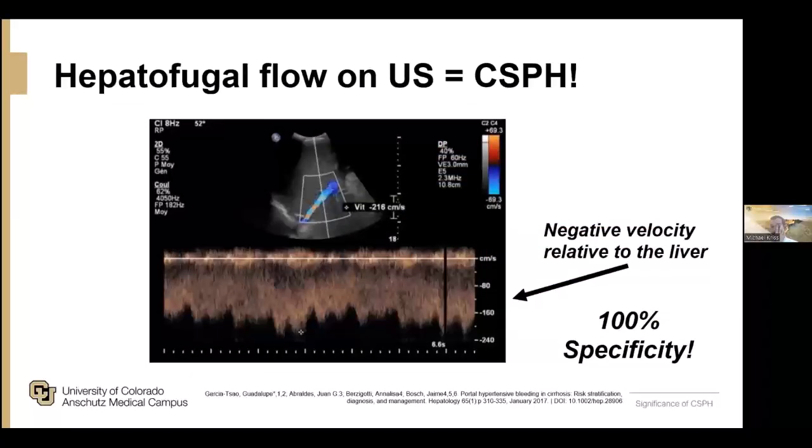All right, now the other imaging we're ordering routinely in these patients, oftentimes for HCC screening, is ultrasound. And if you see hepatofugal flow, or flow away from the liver, on ultrasound, that also is adequate, with 100% specificity, to establish a diagnosis of clinically significant portal hypertension. And while this is going to be reported out by the radiologist, for those of you that are looking at these studies, you can see that a negative velocity in centimeters per second, demonstrating flow away from the liver, helps establish that hepatofugal flow.